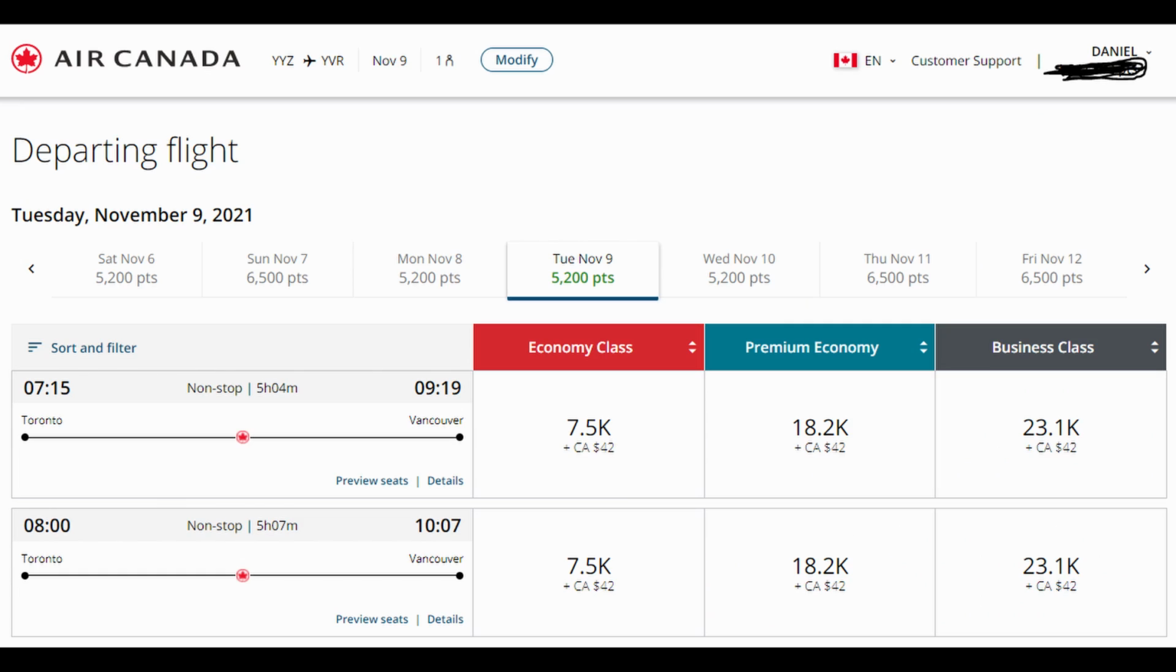25k. Now, remember what I said about the credit card and elite status discounts? Just by logging in, I see further discounted, with the economy class ticket only costing 7,500 points and the business class ticket costing 23,100, which makes this an even better deal.